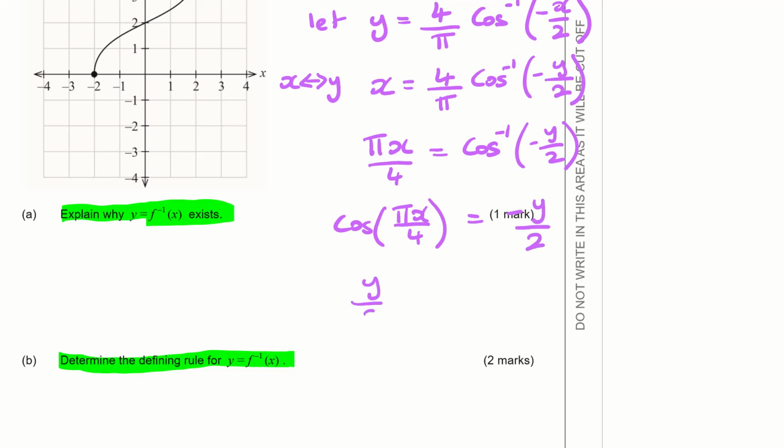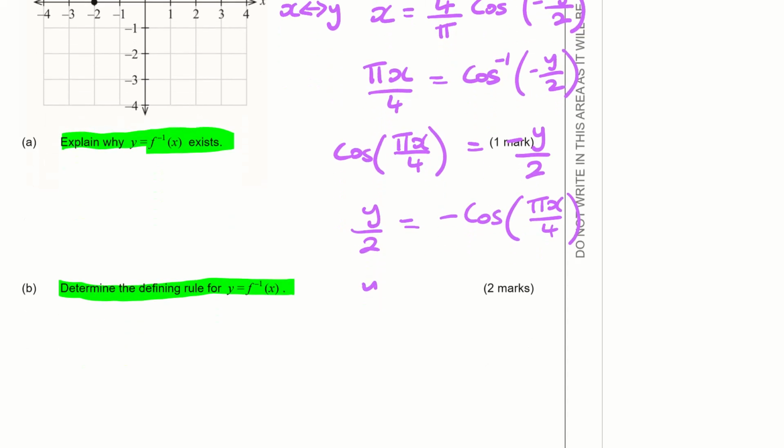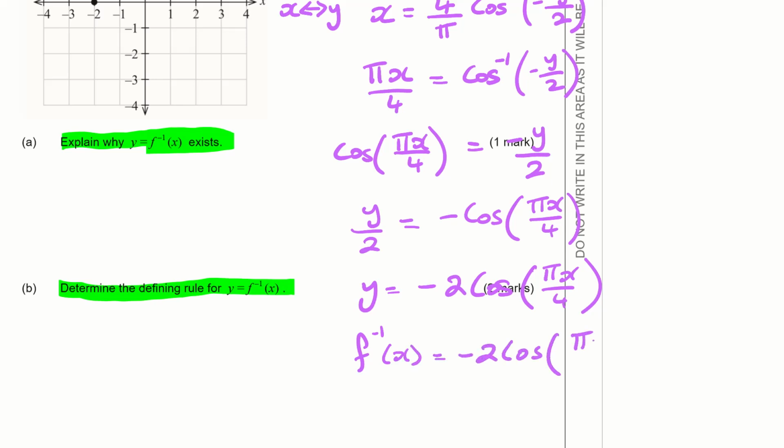So y on 2 would be negative cos pi x on 4, and then y would be equal to negative 2 cos pi x on 4, meaning that the inverse function would be negative 2 cos pi x on 4.